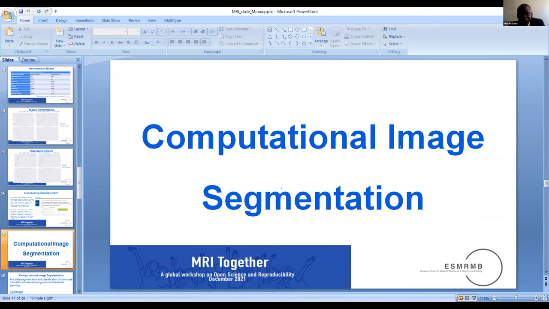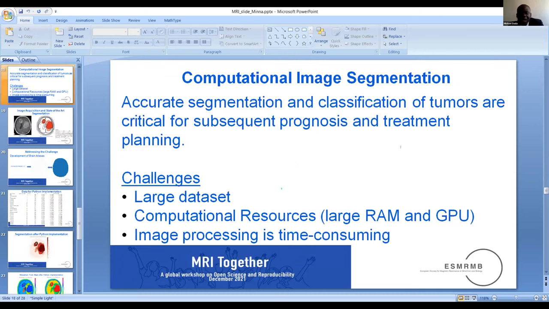So I will move to the second part, which is computational image segmentation. Now, accurate segmentation and classifying of tissues, especially when it comes to brain tumors, is very important for diagnosis. But the challenge we face is that we have to use large data sets. Using ourselves as an example, we have been having challenges with computational resources. We do not have large RAM that could train large data sets. We do not have enough access to GPUs that could be used to train our data.